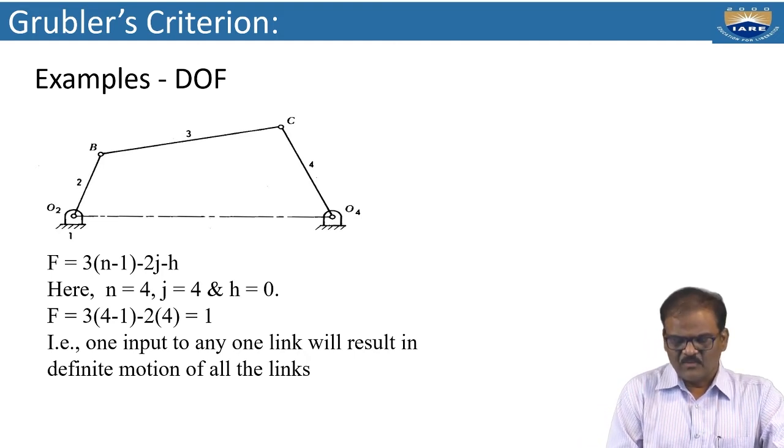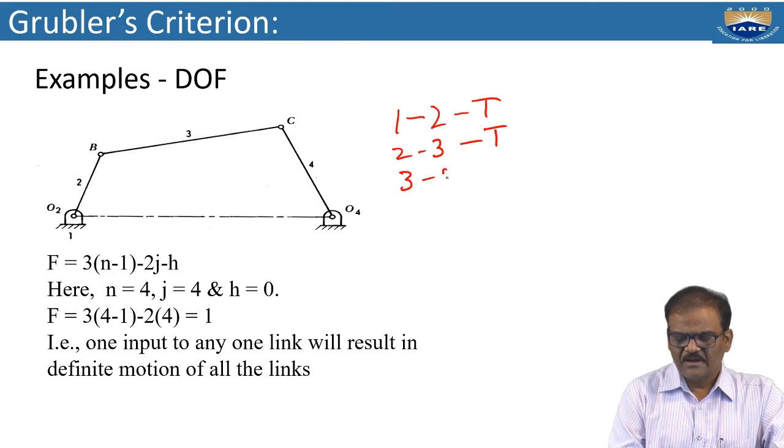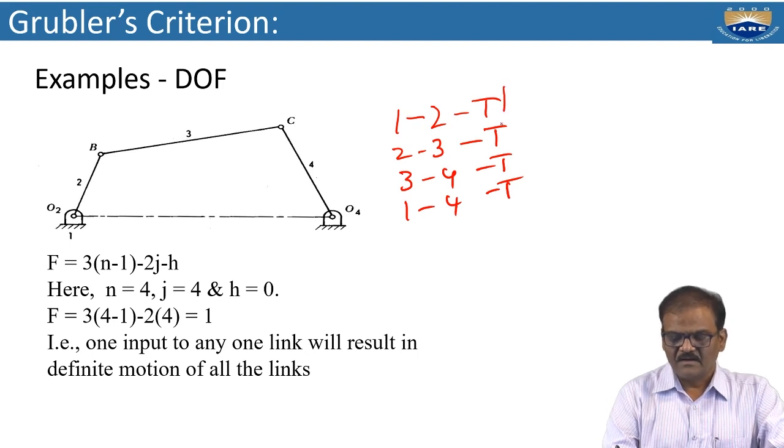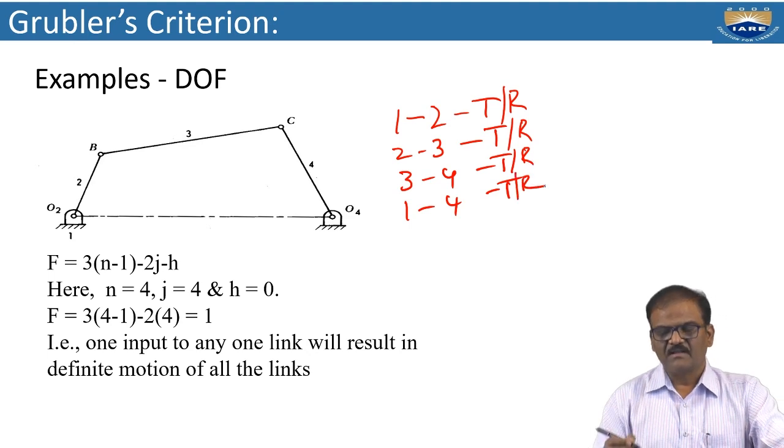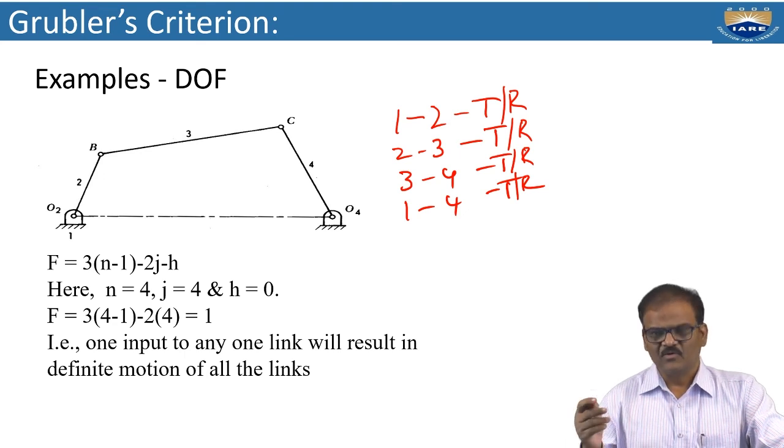Therefore, for more clarity, I will say that 1 to 2 is a turning pair, 2 to 3 a turning pair, 3 to 4 a turning pair, and 1 to 4 a turning or revolute pair. All these are lower pairs. Hence, a 4-bar mechanism is a kinematic chain with 1 degree of freedom. That indicates one link will give you definitely one unique output. That is what we call Grubler's criteria.